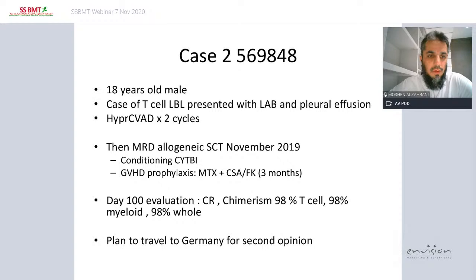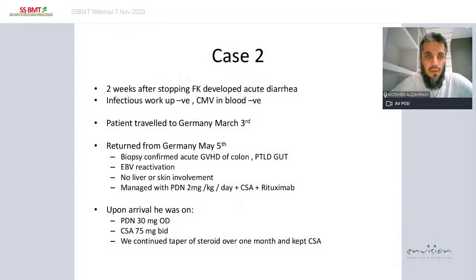The patient planned to travel to Germany for a second opinion, and we see this frequently in our patients after they get treatment. They seek to travel abroad just for reassurance, and they get approval from the government for most of the cases. So, 2 weeks after stopping tacrolimus, he developed acute diarrhea.